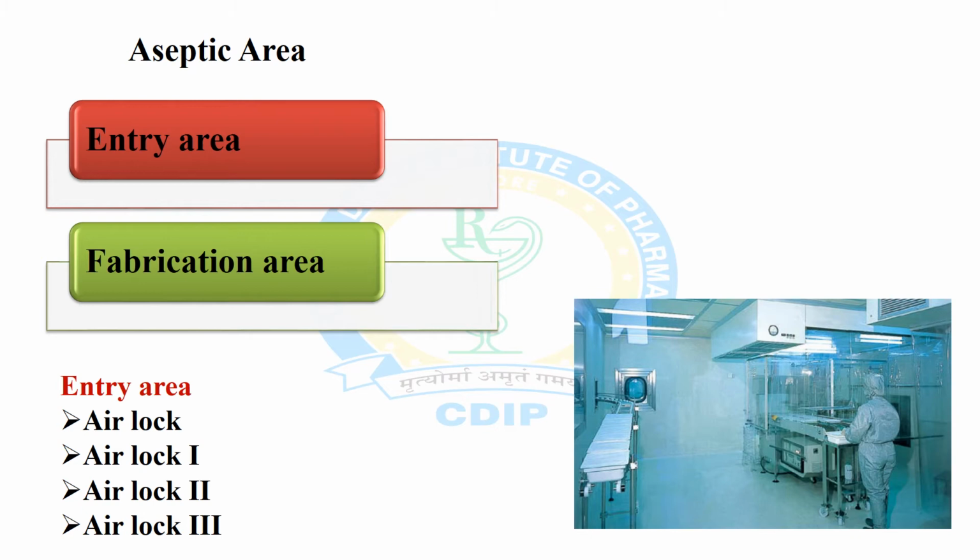Airlock area. It is the entry section of the aseptic area, and comprises increasing air velocity, in order: airlock first, second and third. Airlock 1: here facilities to wash hands and feet and to keep the aprons and caps are provided.